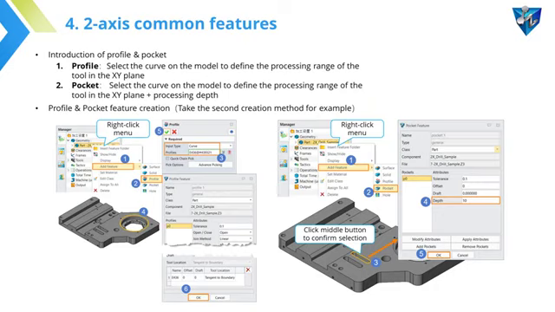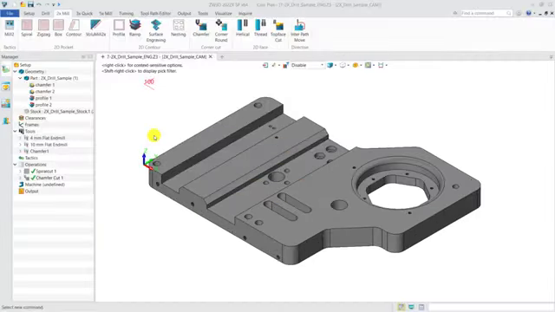Now let's go ahead to introduce the commonly used features in GW3D 2X CAM. There's profile and pocket. Profile is that you can select the curves on the model to define the processing range of the tool in the XY plane, while pocket is based on that with an additional attribute of processing depth. Please check the images below for details. Now we go back to GW3D and see the difference.